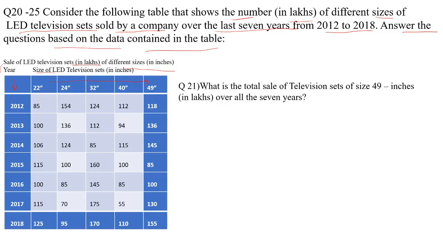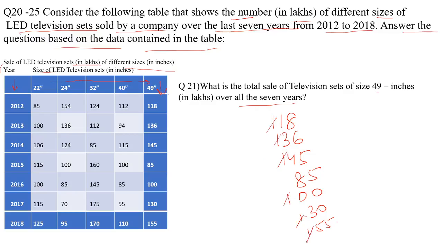So the first question says, what is the total sale of television sets of size 49 inches over all the 7 years? So you can see 49 inches, all the 7 years. So what do you do here? Here the values are 118, 136, 145, 85, 100, 130 and 155. First of all, you will add all the hundreds place: 1, 2, 3, 4, 5, 6. That will be 600. Then comes 1 plus 3 plus 4, that is 8. 8 plus 8, 16. 16 plus 3, 19. 19 plus 5 is 24.